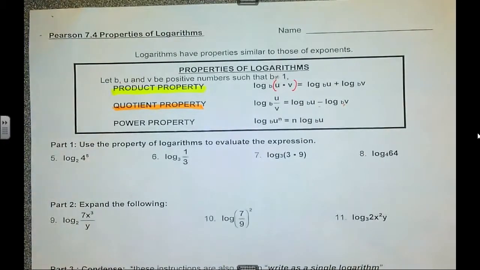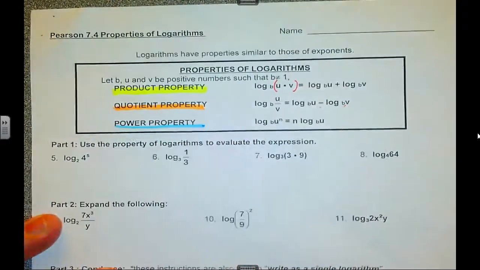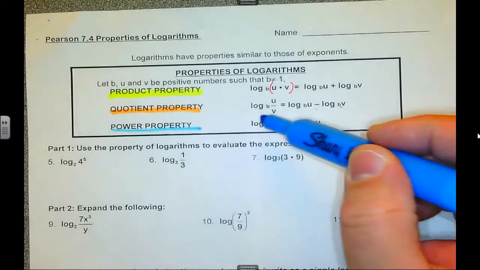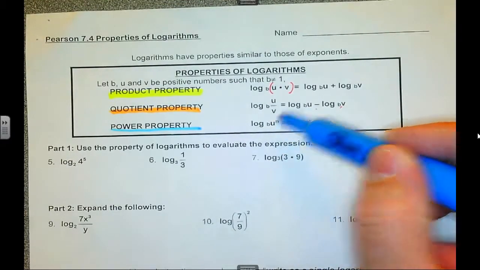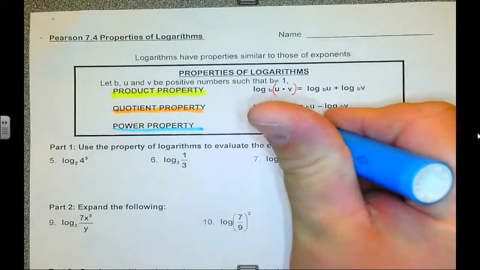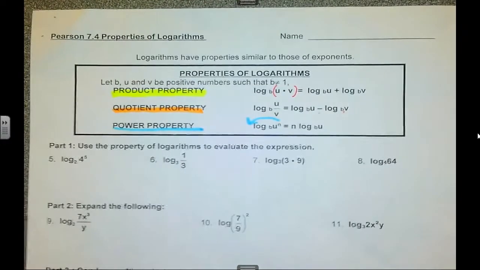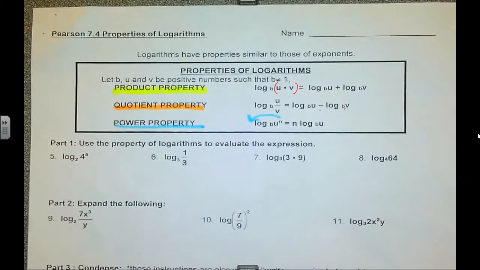And then the power property is where I have log base b of a power, u raised to the n. What we actually do is bring out that n in front of the log. So I have n log base b of u. This is a really important property. We're going to be using this section and next section.